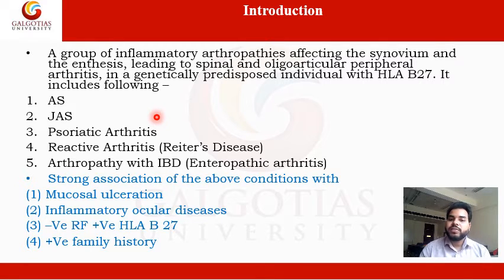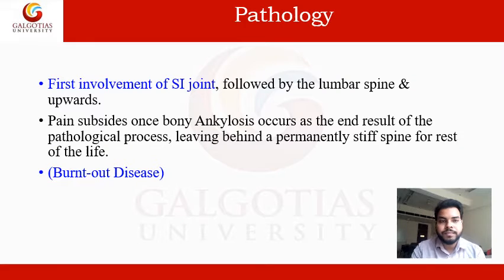A strong association with the above conditions is mucosal ulceration. If a patient comes with mucosal ulceration and inflammatory ocular disease, a negative rheumatoid factor, a positive HLA-B27, and a positive family history, these are the strong associations with inflammatory arthropathy.